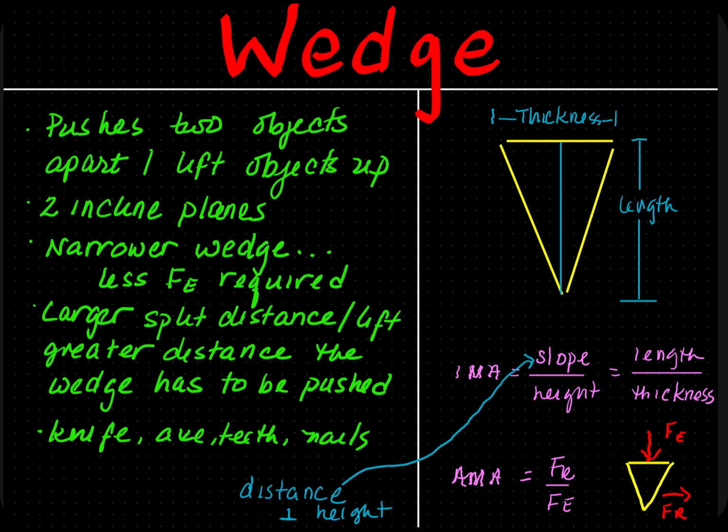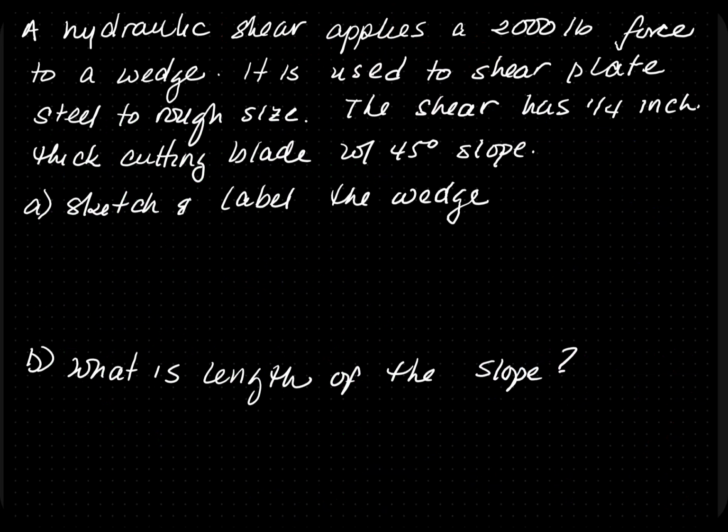The AMA is still force of resistance divided by the force of the effort. The effort force is always on top because you will be hammering the wedge down. So that is where the force is being inputted. The resistance force or the load is going outward to split the object apart or lift the object up. Pause the video, try this problem on your own, and then check your answer.